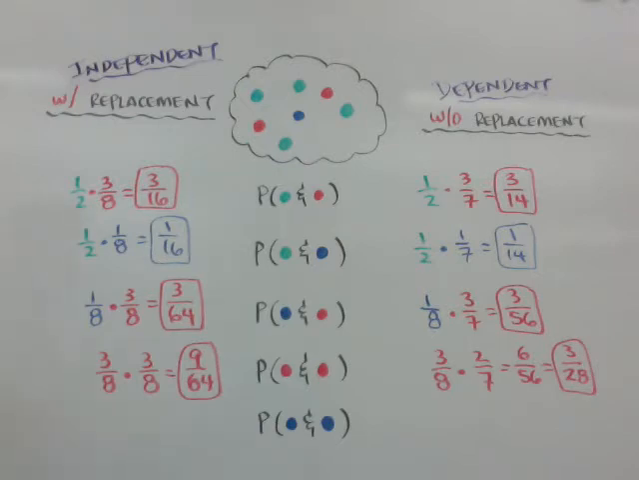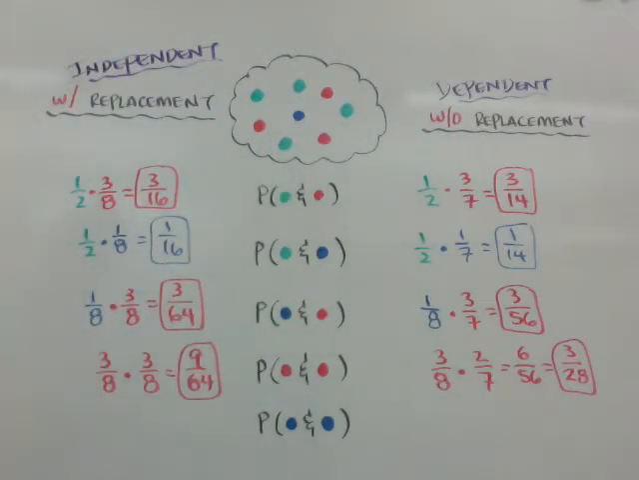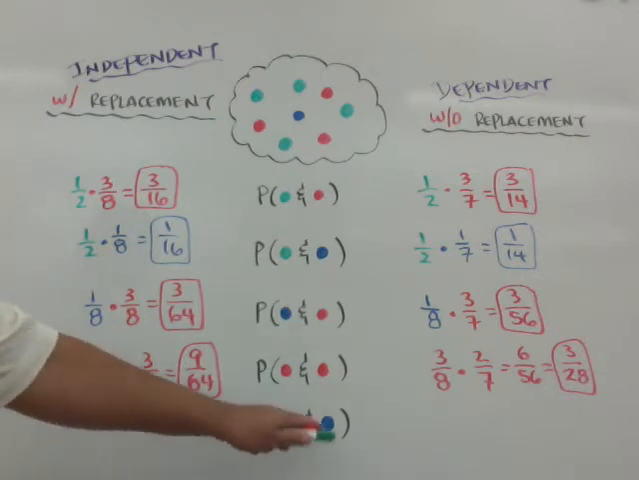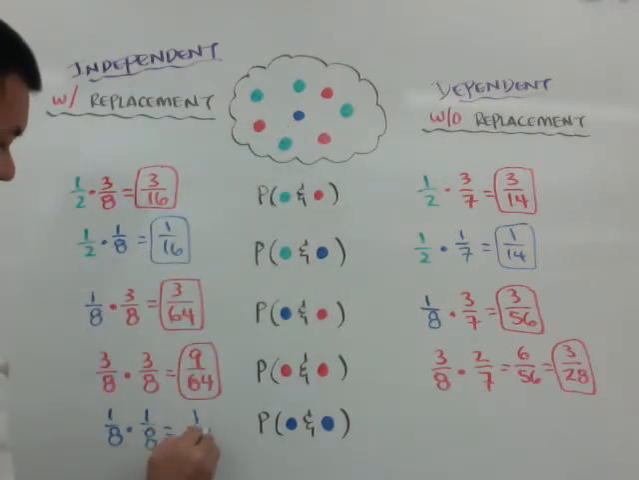And you can see it's going to be much harder to do down here because the red is now gone. Okay. Let's put it back in for the blue and the blue. Over here, blue and blue with replacing, 1 out of 8 for the first blue. Put it back in, the second blue is still 1 out of 8. So you get 1 out of 64.